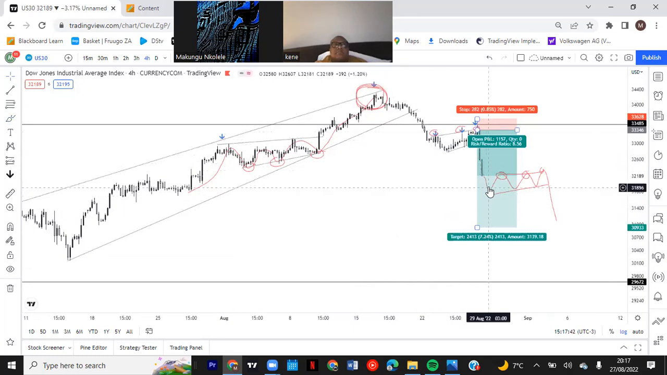So which means the next phase will be a corrective phase, meaning that it will be an opportunity for you to utilize the correction and spot out when your third touch is. And once your third touch has formed, you're gonna enter according to the candlestick formations.